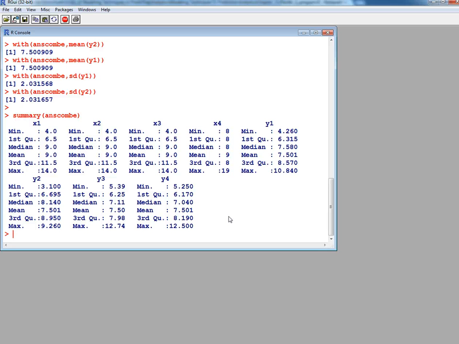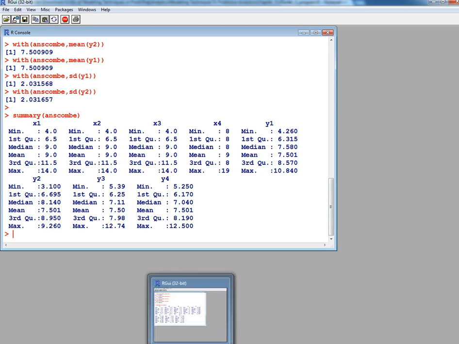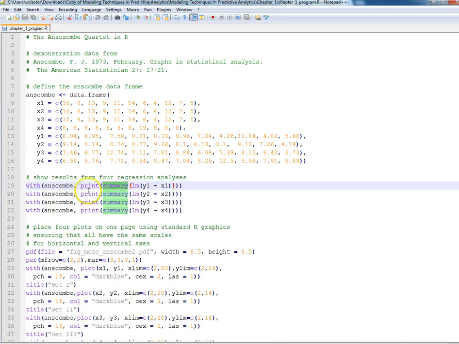Everyone get it? Try it yourself. Does it work? Okay, all right. Now he's doing summary of the linear models. So he's going to make these linear models, these regressions, and do the summary. So let's try just the first one, see what we get.